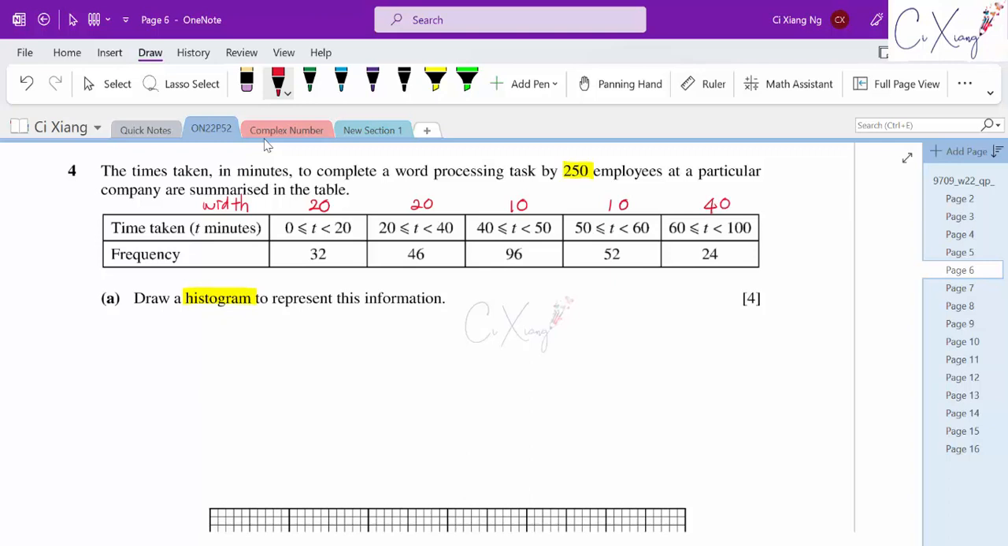So you realize that all these are unequal width classes, right? When we have unequal width class boundaries in the question, basically when you want to draw the histogram, I actually need the frequency density. So how do we get the frequency density?